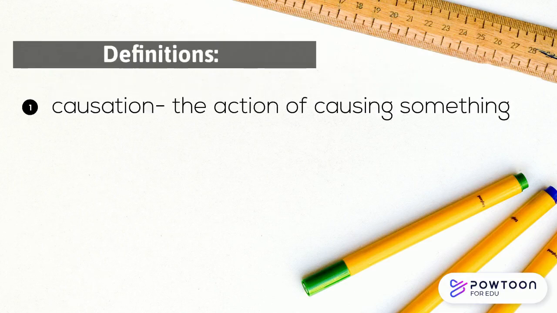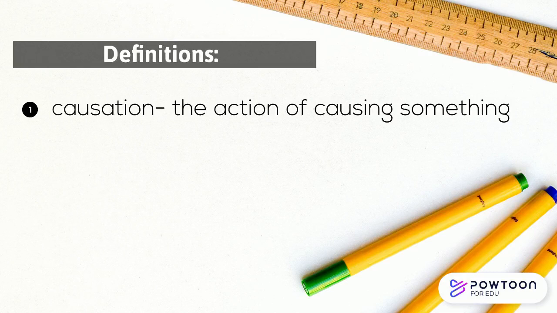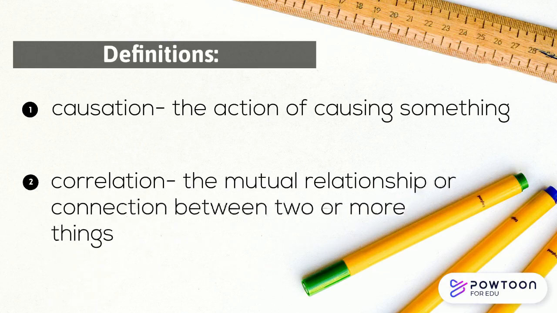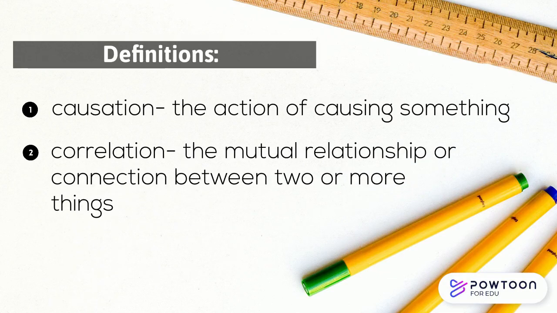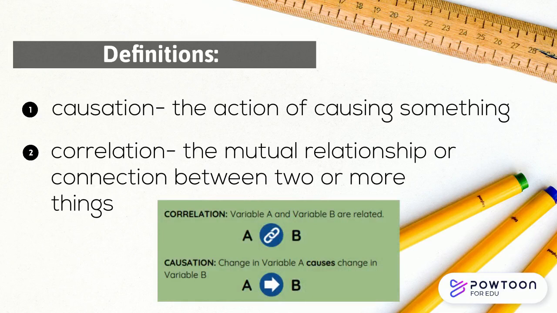1. Causation, the action of causing something. 2. Correlation, the mutual relationship or connection between two or more things. For example, correlation can be variable A and variable B are related. And for causation, change in variable A causes change in variable B.